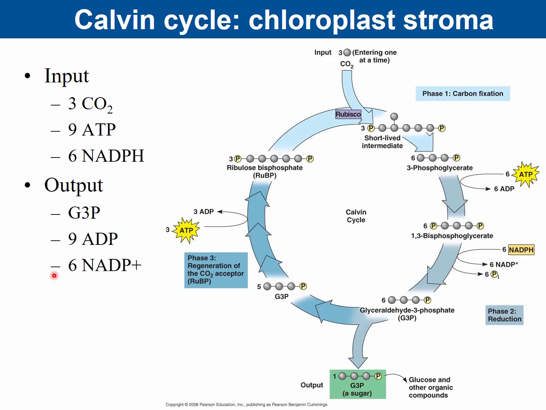Notice the other outputs that you would get would be ADP. As ATP powers the production of the sugar, ATP is going to be hydrolyzed and form ADP. NADP+ will be produced as a result of NADPH donating electrons to the carbon dioxide. And so you're going to regenerate that NADP+, which can go back to the light reactions, pick up the electrons, and then bring them back to this cycle.